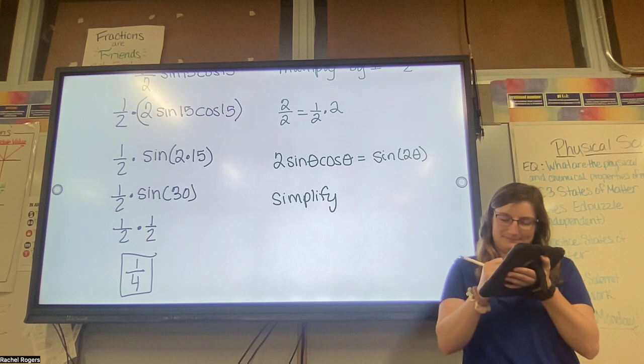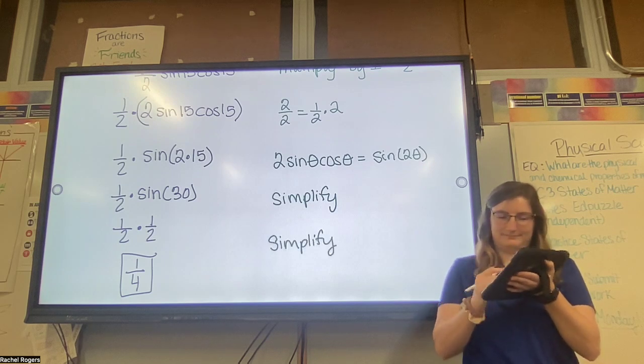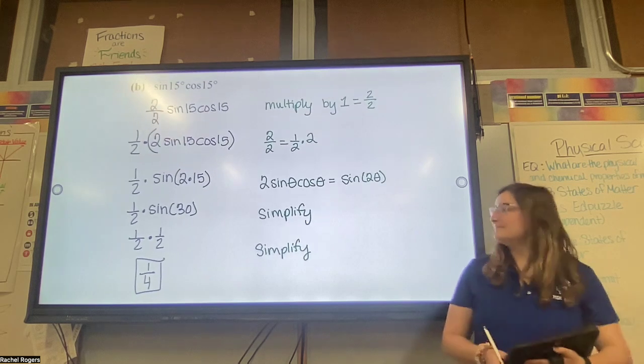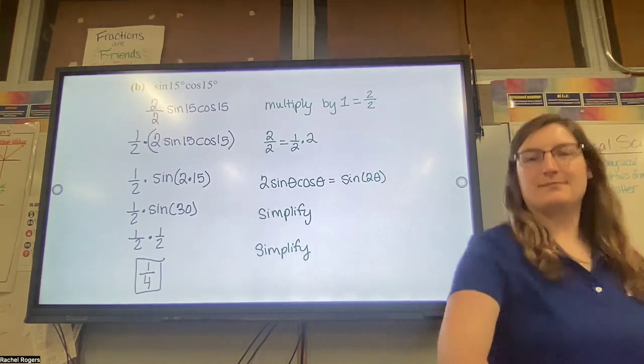I wrote it wrong. Skip step. Okay. I love when it simplifies.